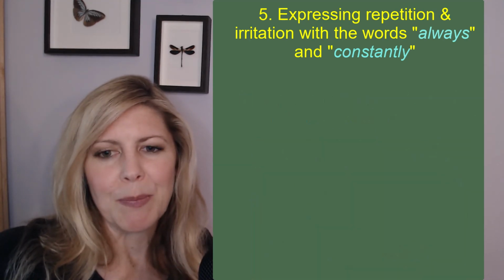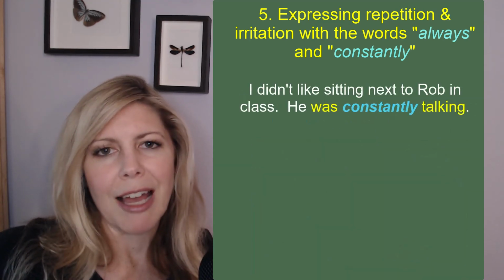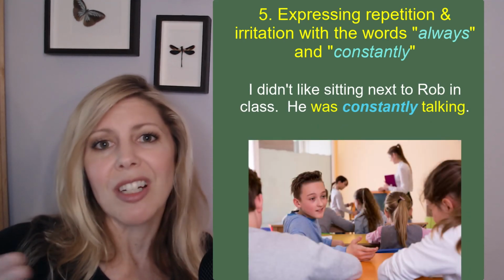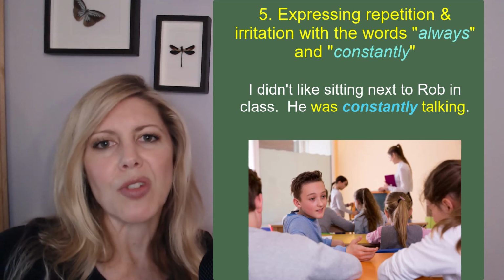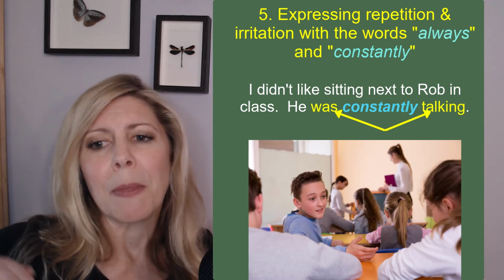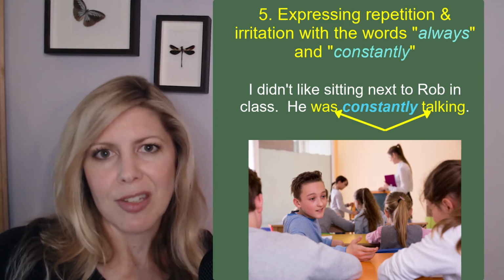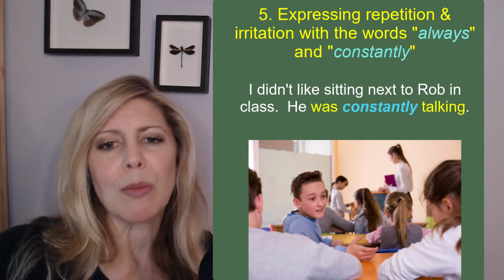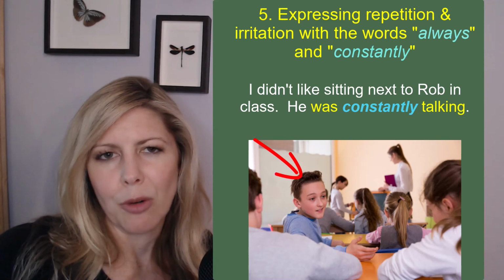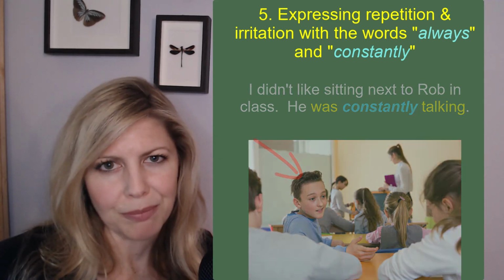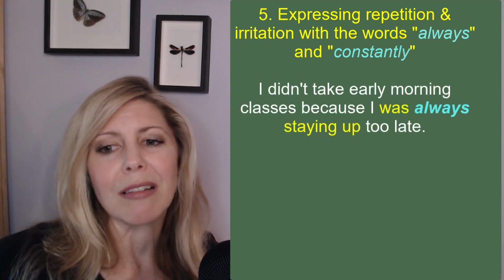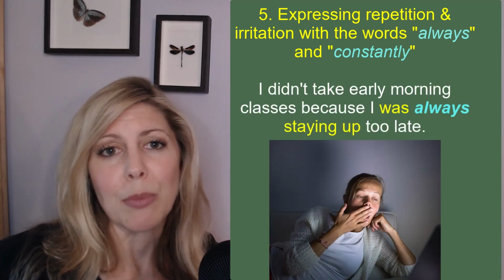Another example, I didn't like sitting next to Rob in class. He was constantly talking. So was talking or was constantly talking. We stick those adverbs of always and constantly between the verb of be and the present participle. Okay. This example, these forms, you don't usually have an interrupter. Although Rob sounds like he was quite an interrupter. All right, another one. I didn't take early morning classes because I was always staying up too late.